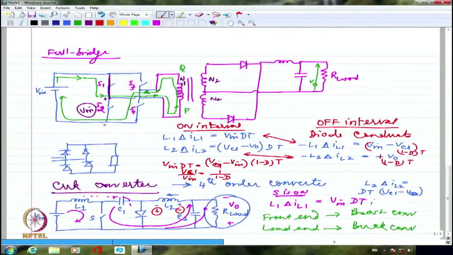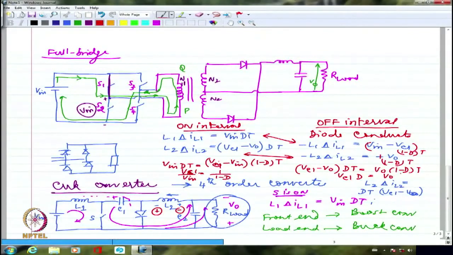Right? So it looks as though my output voltage now for the boost configuration is Vc1. Then that I am connecting it to another buck, right? So let us try to look at the second one. That is when we write about L2 into delta I2, Vc1 minus V0 times dT equal to V0 into 1 minus d times T, right? Okay, so I should have this being taken to the other side. So Vc1 times d equal to V0.